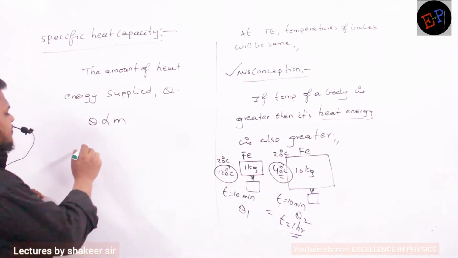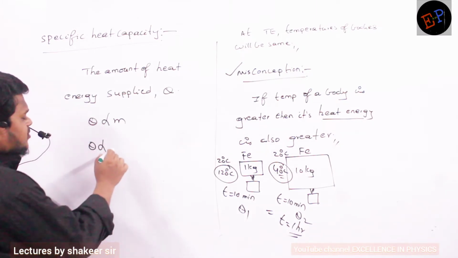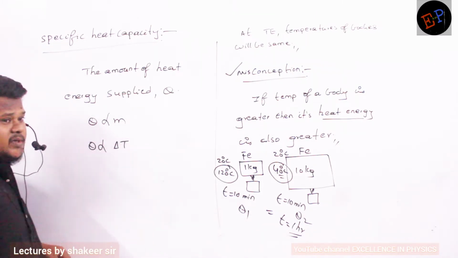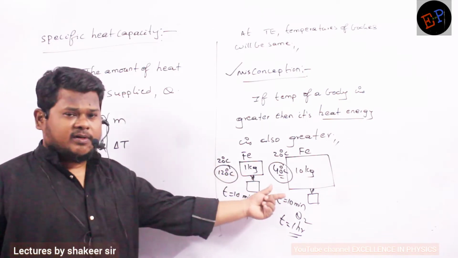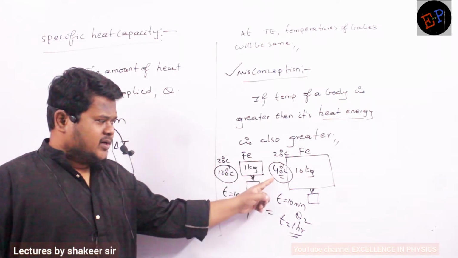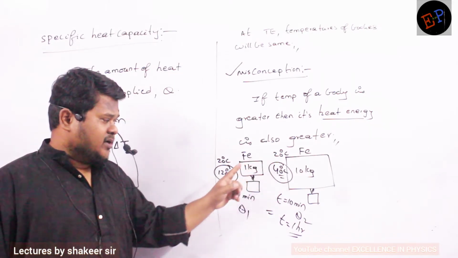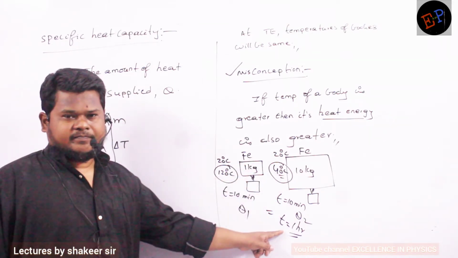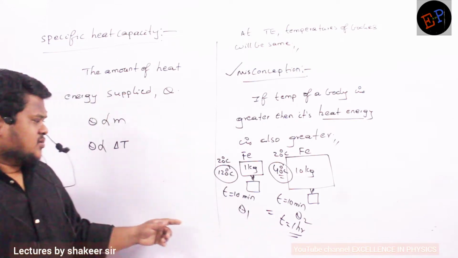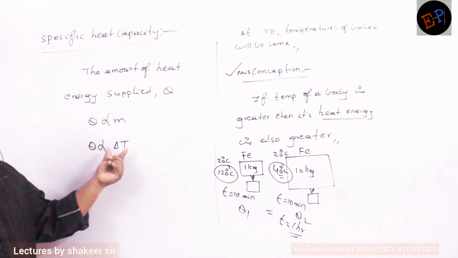M means mass here. And Q is also directly proportional to delta T, the change in temperature. Again, the same example you can take. To heat from 20 to 40, you require only 10 minutes. But to heat from 20 to 120, you require 1 hour. Are you able to understand? So to raise the temperature also, and what is the rise in temperature?